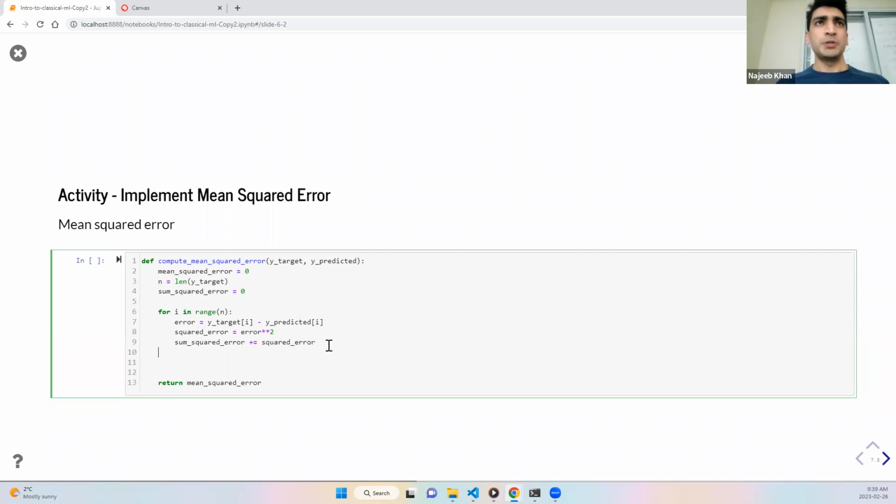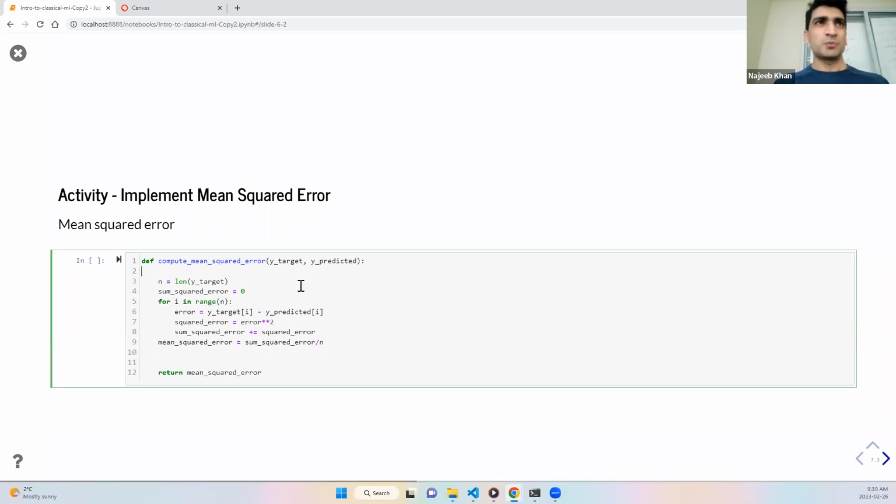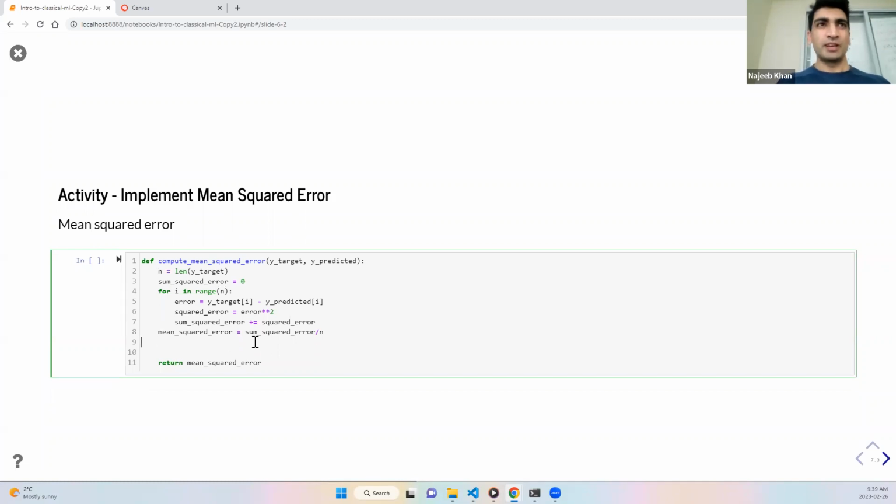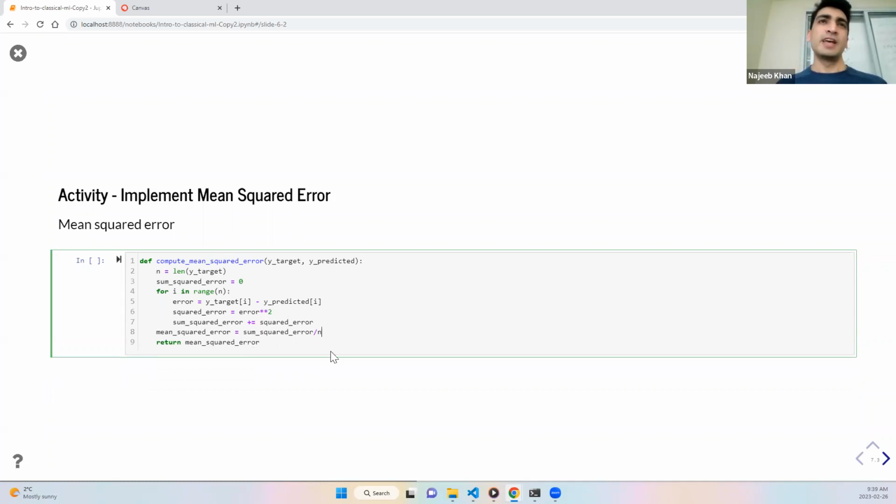And now how do we compute the mean squared error? If we have the sum of squared errors, we can just divide the sum squared error by the number of examples, and that's our mean squared error. It's a very lengthy way of doing this, but hopefully it gives you a better sense of what is happening here. Just to be more explicit, just do this.